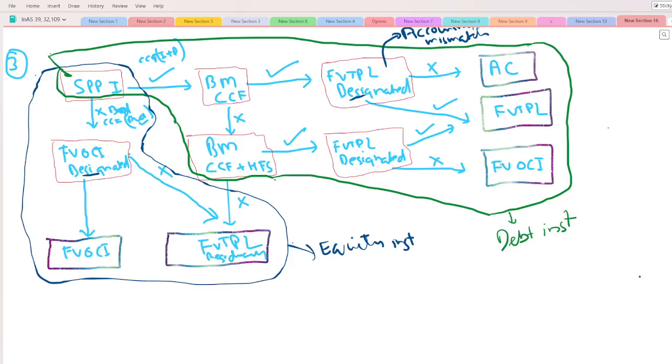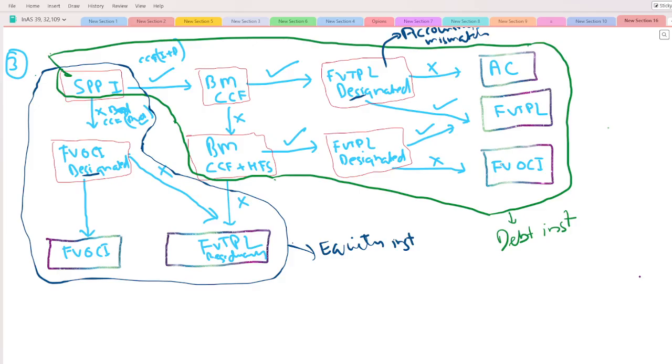Similarly, for the derivative, by default it will be FVTPL, unless the derivative you are using is a hedging instrument. So then for what purpose you are using the hedging, on that basis you need to do the classification. Otherwise, if the derivative is for trading purposes, then it will be easy. It will be going into the FVTPL.